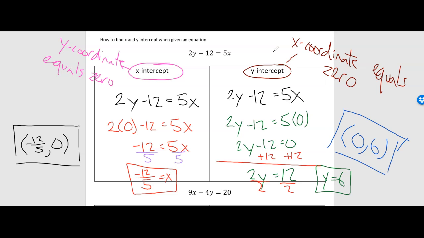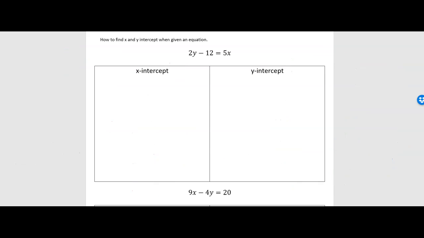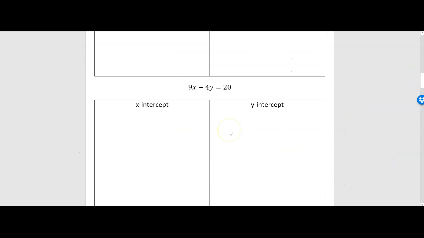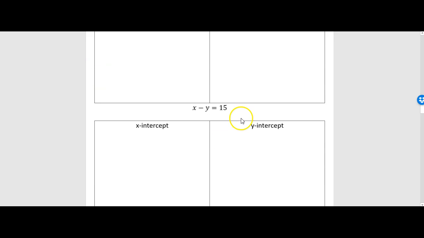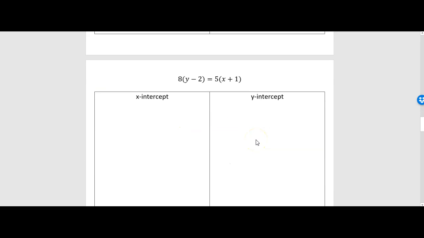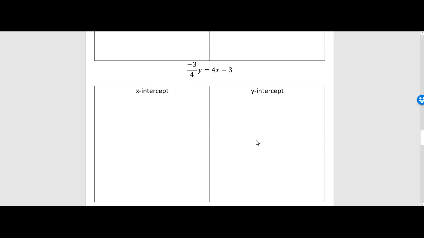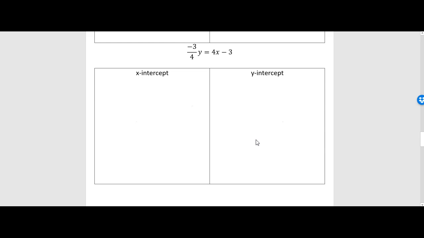Okay, so the same idea is going to apply to most of the rest of the problems in this packet. So we have another one here. You do the same thing here, same thing here, right? Equations may look a little different. They may be a little bit more complicated to start off with. The inverse operations may be different. But the idea is the same, of substituting in 0 for the other coordinate of the intercept you're trying to find.